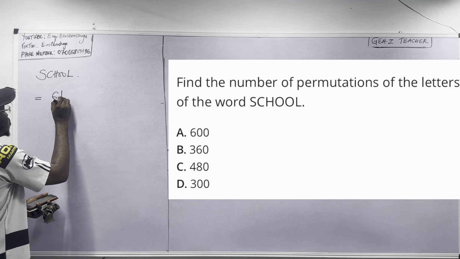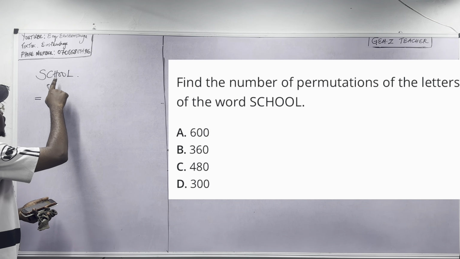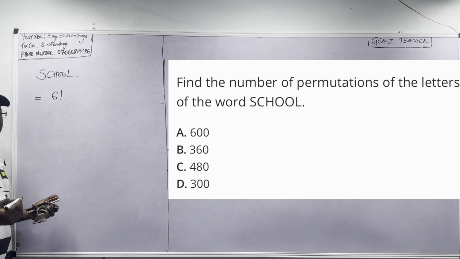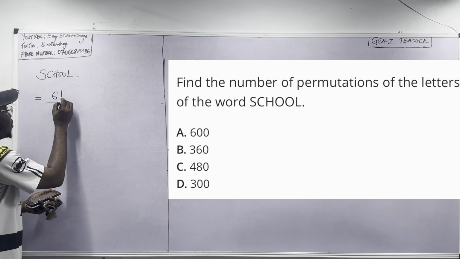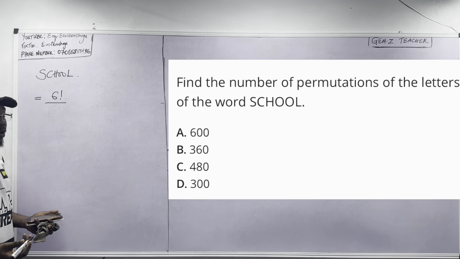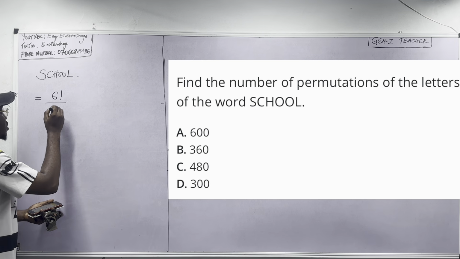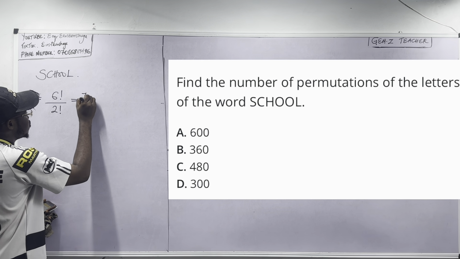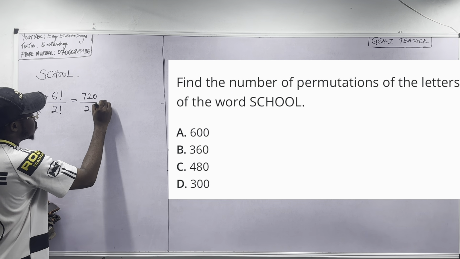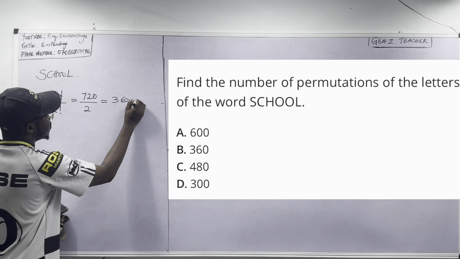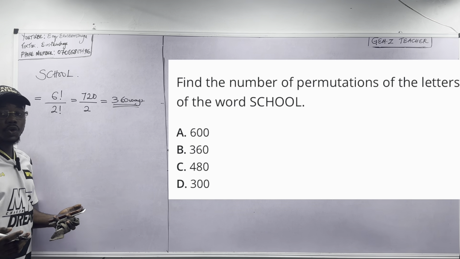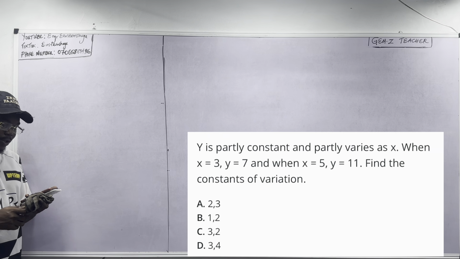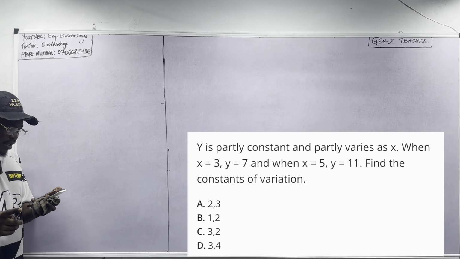So we have 6 factorial ideally, but check, a letter appears twice, the letter O. Whenever you have a letter repeating itself, you divide your answer by the amount of times that letter repeated. So O appeared how many times? Twice. So we divide by 2 factorial. Now 6 factorial is 720, and 2 factorial is 2. So this should give you 360 ways. So the answer is 360.